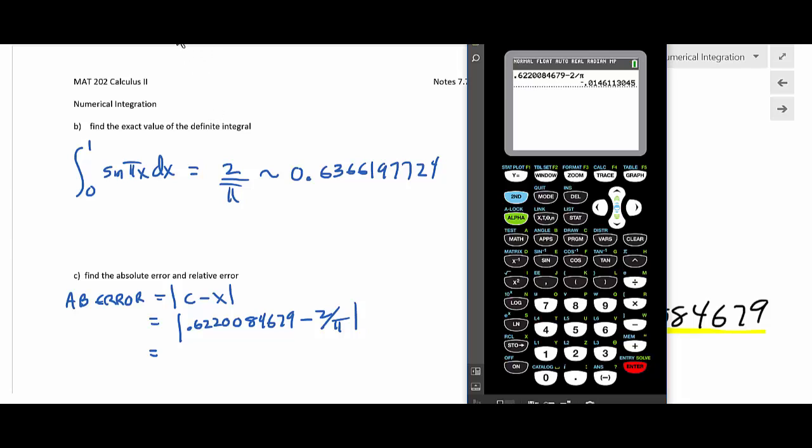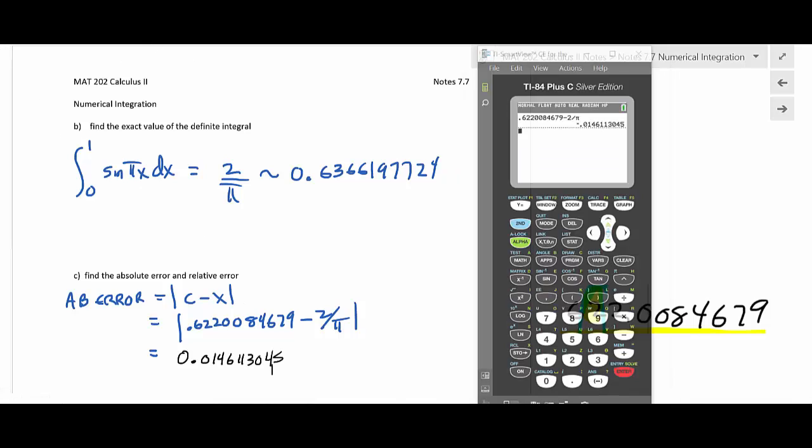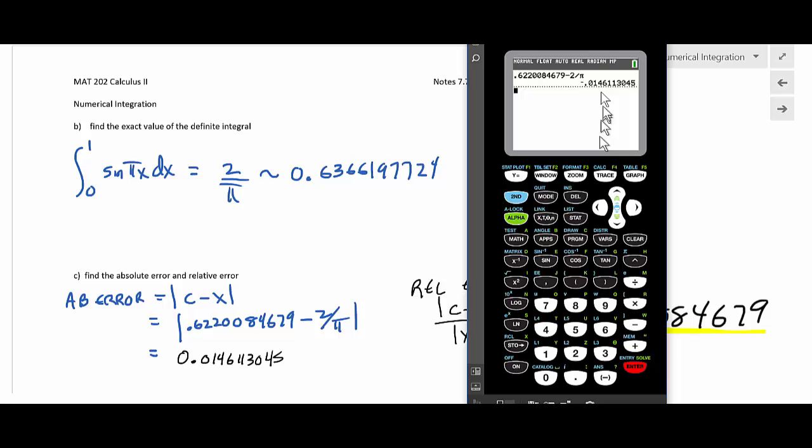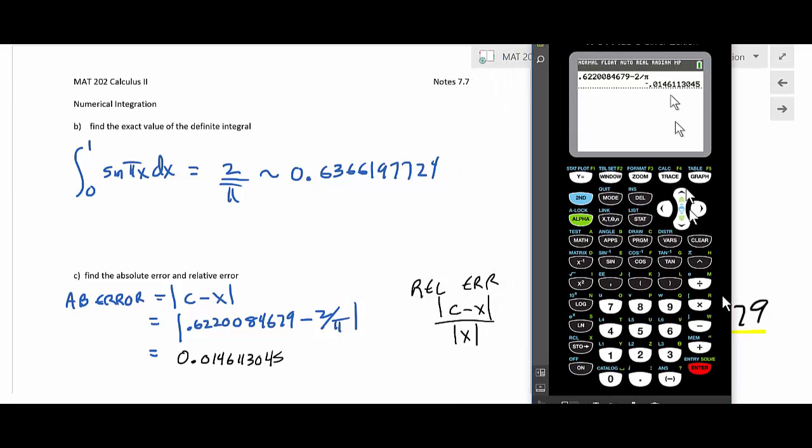Okay, and that's an absolute value, so that's going to be a positive answer. That's about 0.0146113045, like that. Okay, and then we're going to do the relative error. Remember what you do is you just do the absolute error and you divide it by the exact answer.